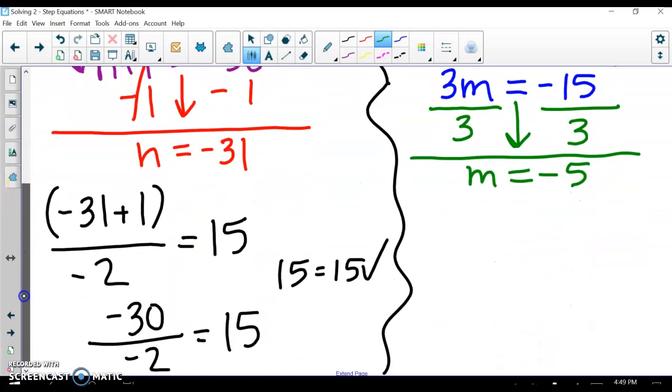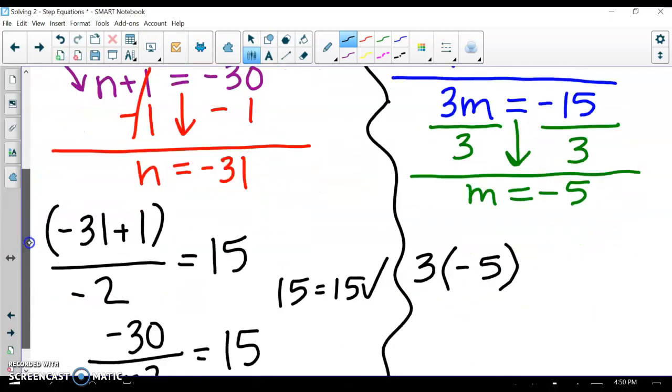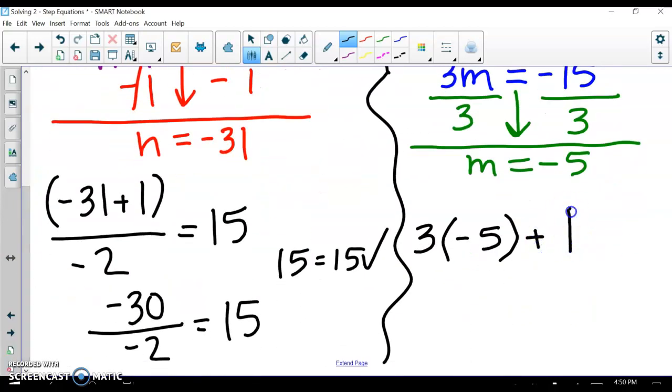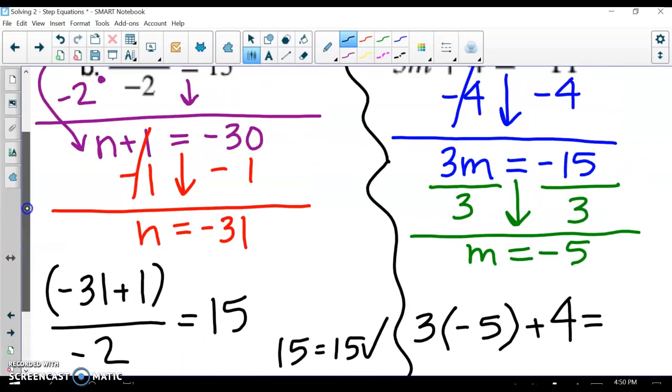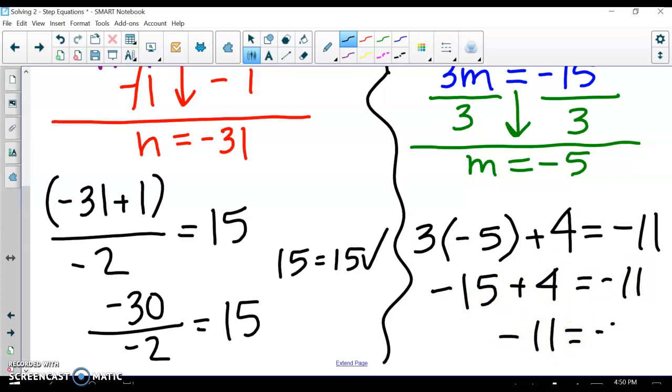So let's plug that back in and check. Remember, when I plug something back in, I always put it in a parenthesis. And then it's plus 4 equals, is it negative 15? No, negative 11. All right, so here we have multiplication first. So 3 times negative 5 is negative 15, plus 4 is equal to negative 11. Negative 15 plus 4 is negative 11. It's equal to negative 11. That's true. Great.